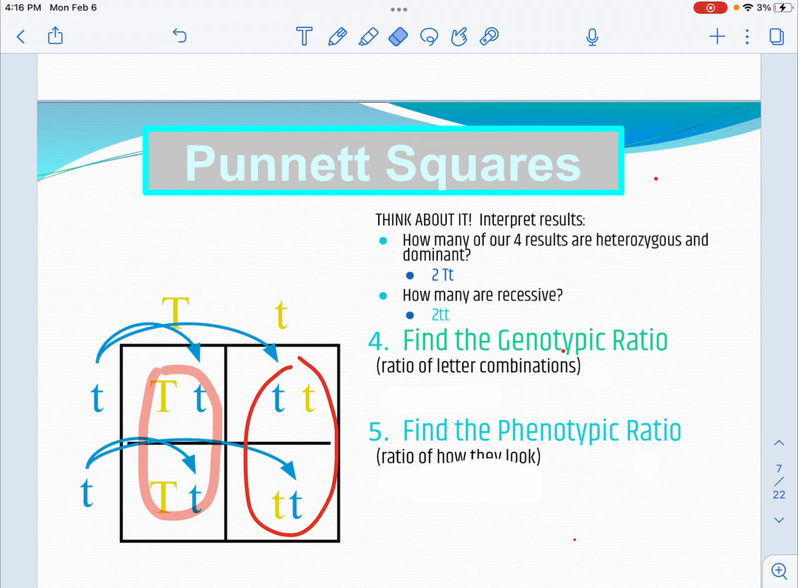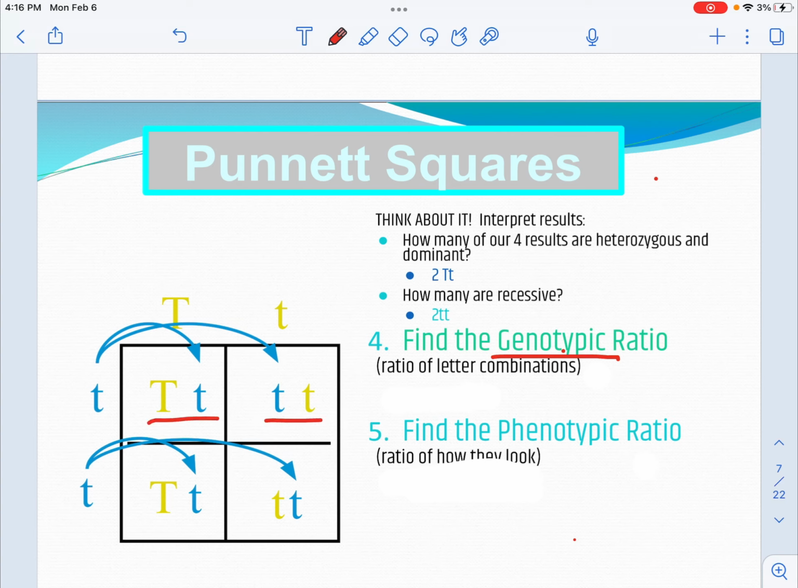Now let's look at the genotype ratio. Genotype is going to be the letter combination, and we are going to determine what the ratio of that is. If we look over, I see that we have big T, little t, and little t, little t, and we have 2 of each of those. So our genotype ratio is going to be 2 heterozygous to 2 homozygous recessive.